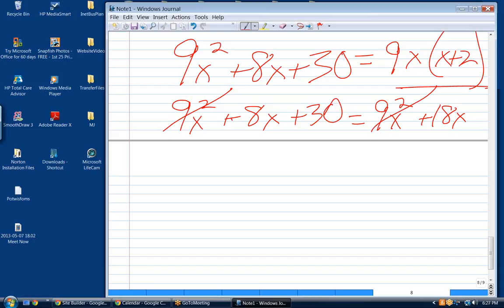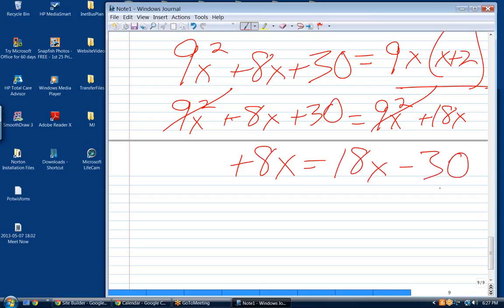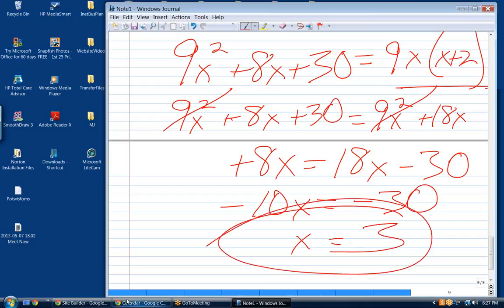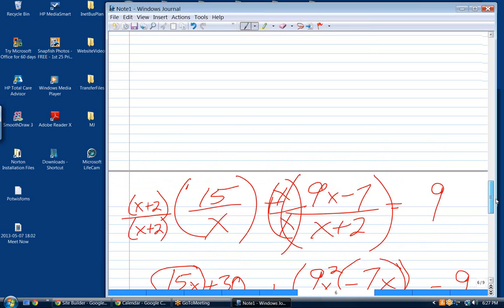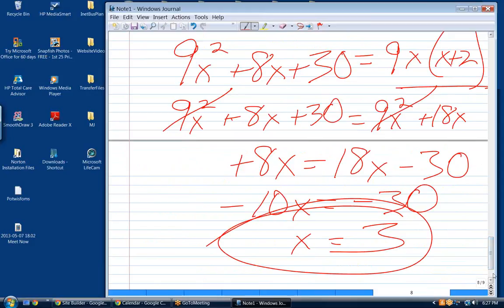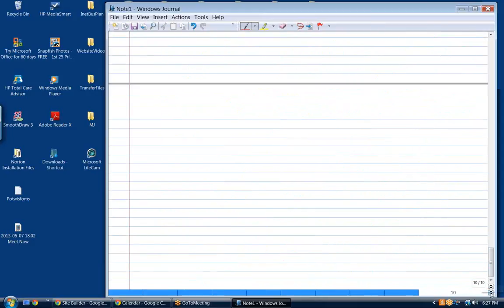Subtract 30. Okay, so that gives me plus 8x equals 18x minus 30, and subtract 18x. That gives me minus 10x equals minus 30. And then divide by negative 10 to get x equals 3. That's it. Okay, good. Each one of these has been slightly more difficult, but hopefully you're getting the pattern.